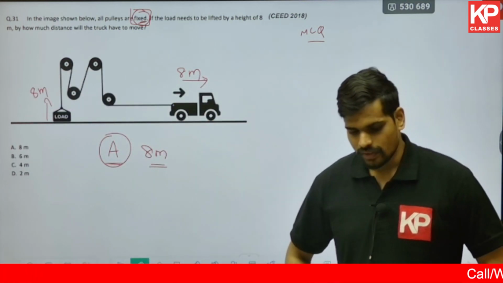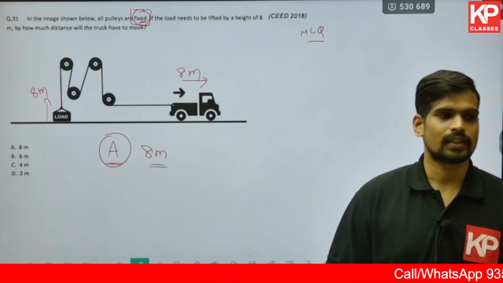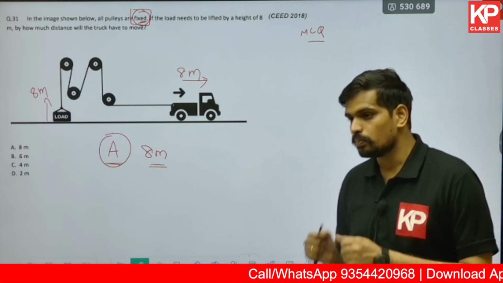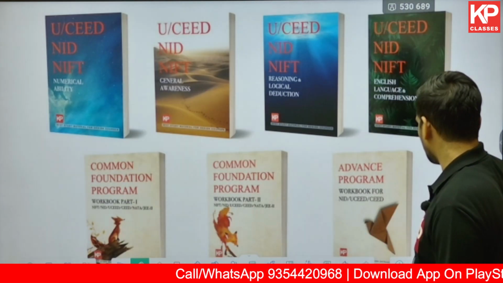So remember, if you have only fixed pulleys in the system, the distance of lift is the same as the distance you pull the rope by. Next one. So that was about it.